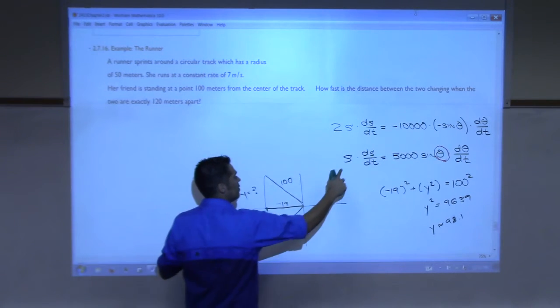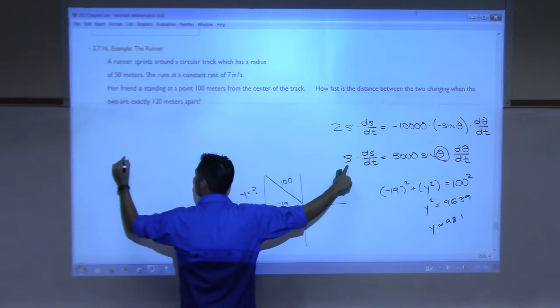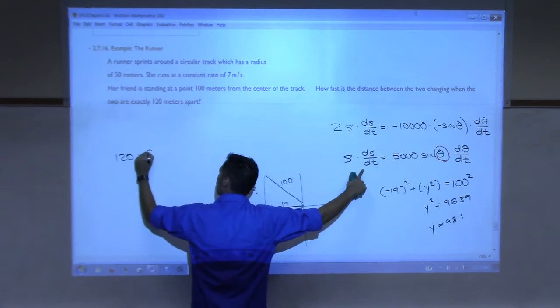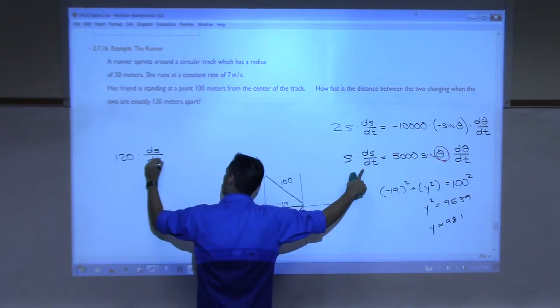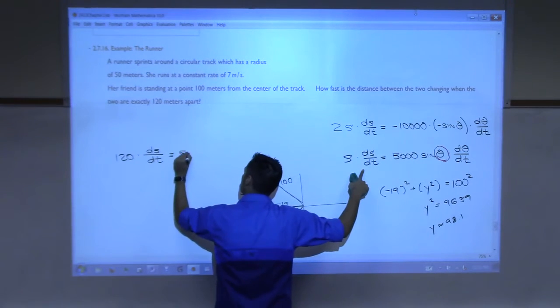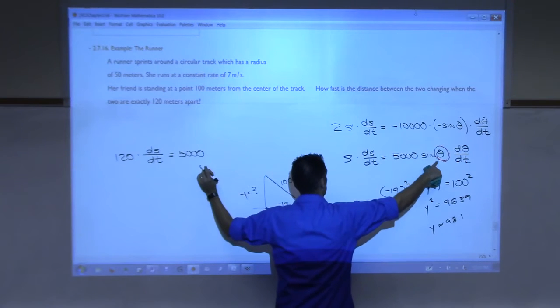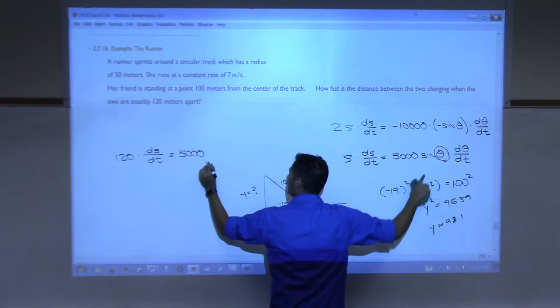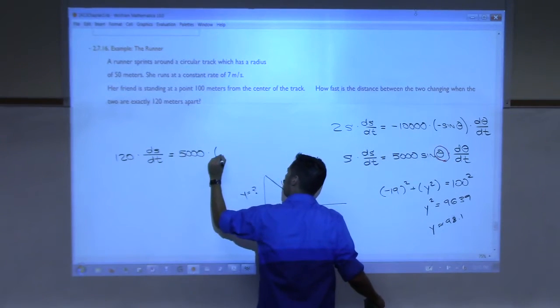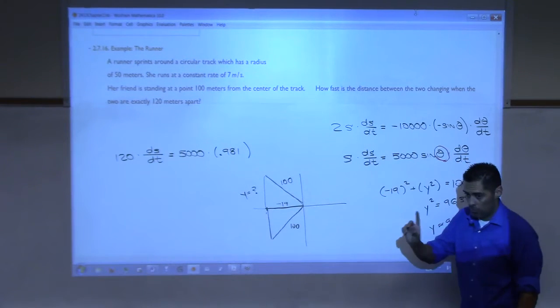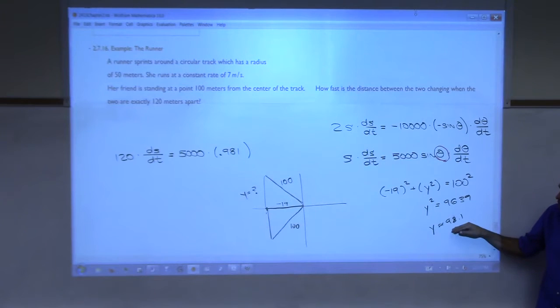All right, so I'm going to rewrite this. What is S? 120, right? ds/dt is what I want. Equals 5,000. What is sine of theta? We just said what sine of theta was. What was it? It was 0.981. Agreed? Now, one last little thing here.